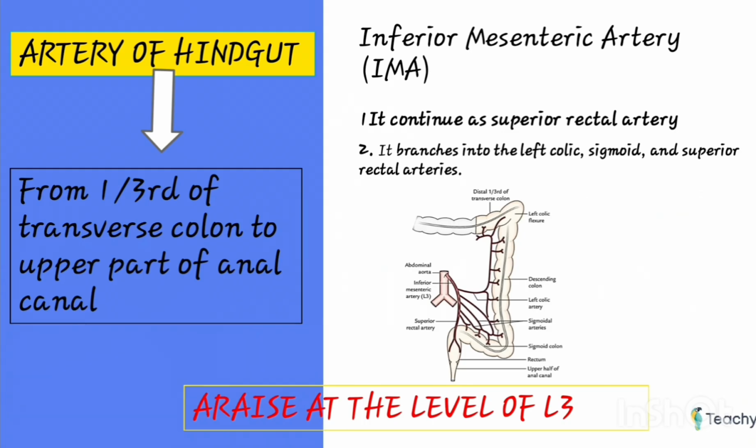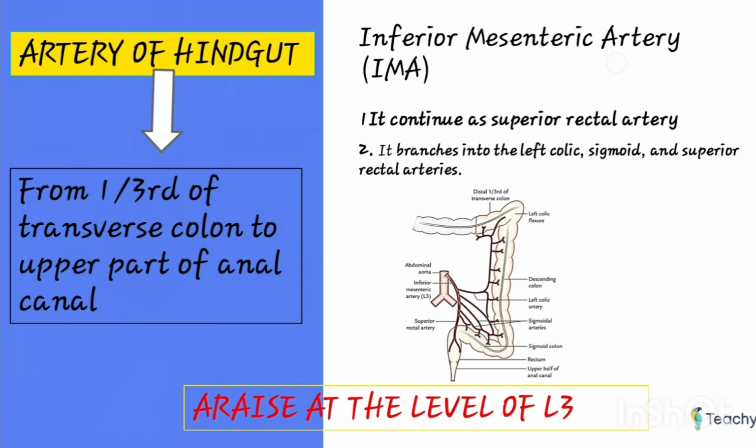Coming to the inferior mesenteric artery, it is the artery of the hindgut. So it supplies from the one third of the transverse colon to the upper part of the anal canal. This inferior mesenteric artery terminates by continuing as the superior rectal artery. And mainly it has 3 branches: left colic artery, sigmoid artery and superior rectal artery.